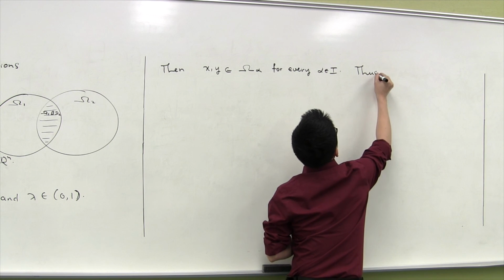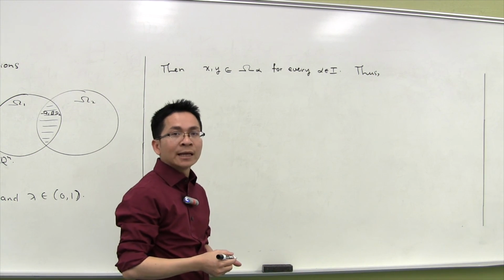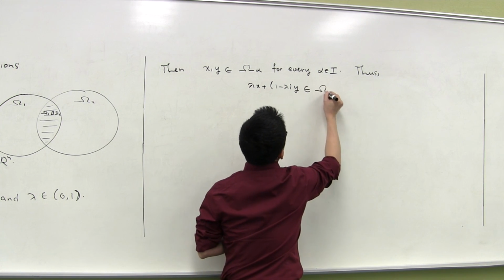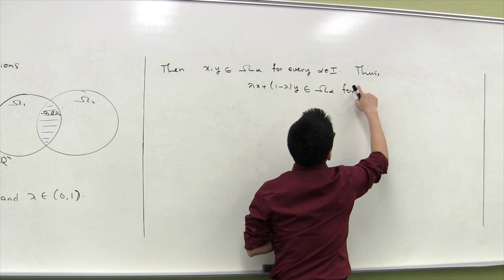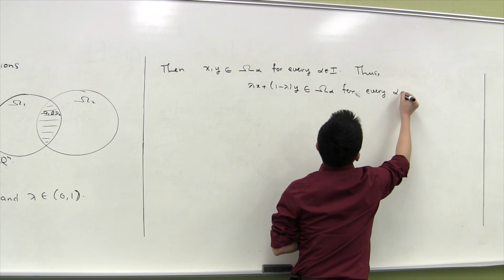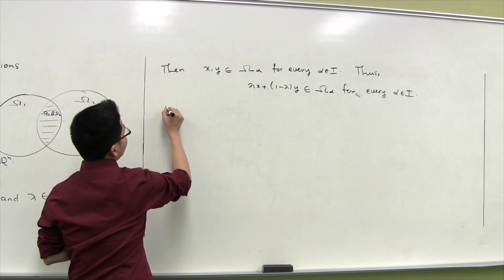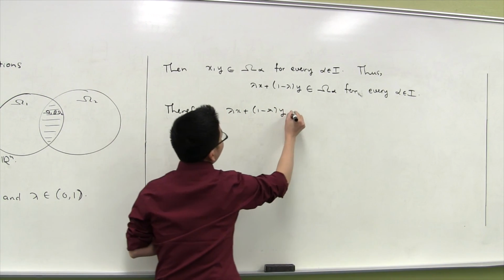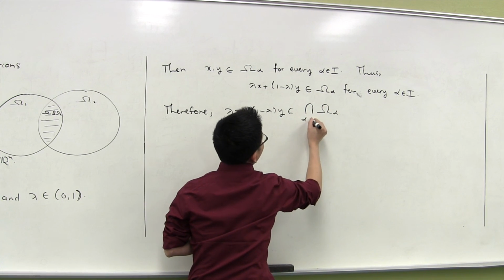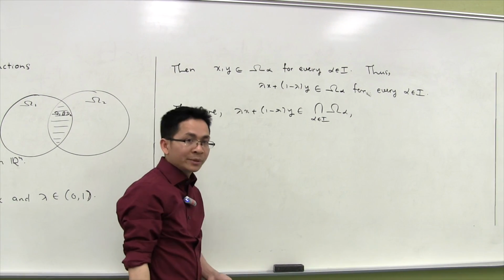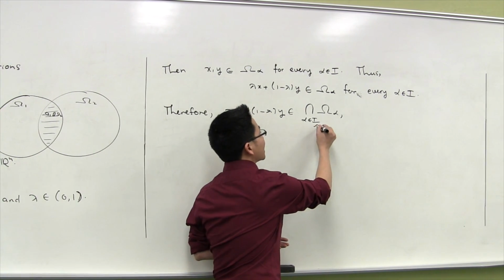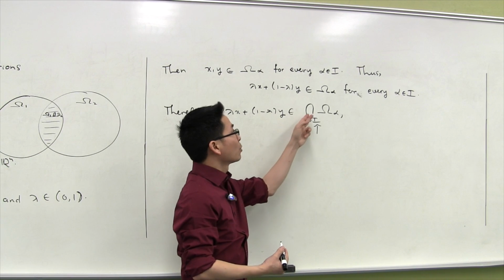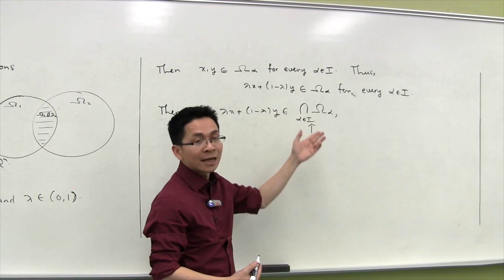Thus, because each omega alpha is a convex set, lambda x plus 1 minus lambda y belongs to omega alpha for every alpha in I. Therefore, lambda x plus 1 minus lambda y belongs to the intersection of omega alpha where alpha runs in I. So we have proved that if x and y are in this intersection and lambda is any number between 0 and 1, then lambda x plus 1 minus lambda y belongs to this intersection, and so this intersection is a convex set.